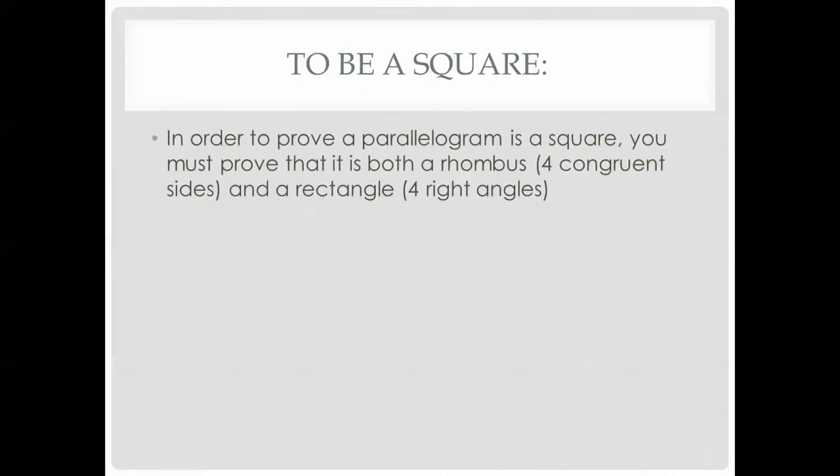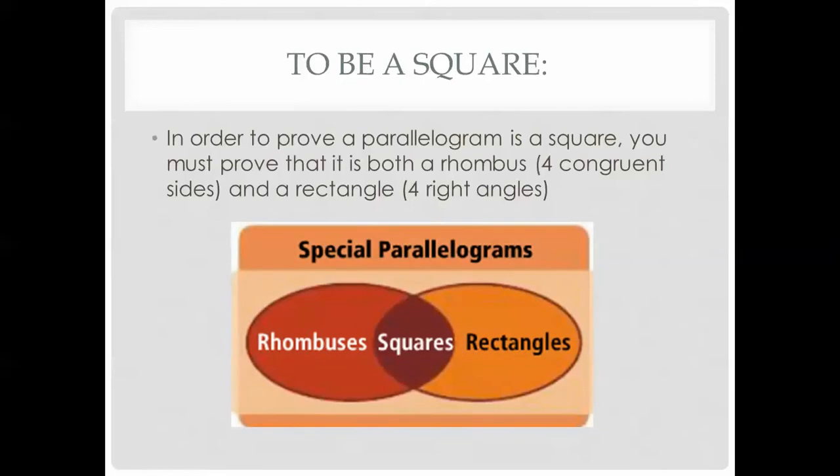To be a square, one condition. In order to prove a parallelogram is a square, you have to prove that it's both a rhombus, so it has 4 congruent sides, and a rectangle, 4 right angles. Remember, there's 2 conditions for a rhombus and there's 1 condition for a rectangle. So you just need one of each to prove it to be a square. Because remember, squares are both rhombuses and rectangles by definition.